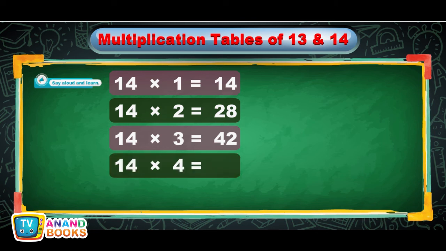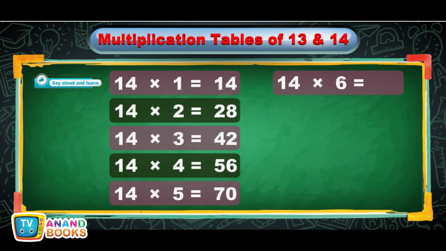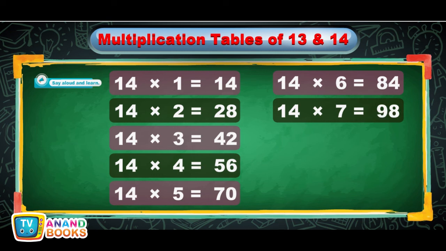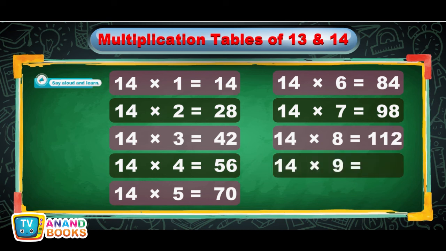14 fours are 56. 14 fives are 70. 14 sixes are 84. 14 sevens are 98. 14 eights are 112. 14 nines are 126. 14 tens are 140.